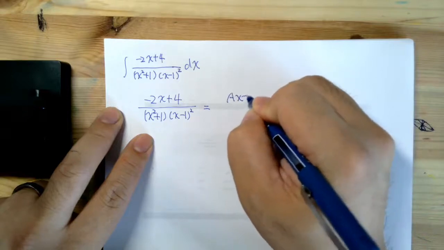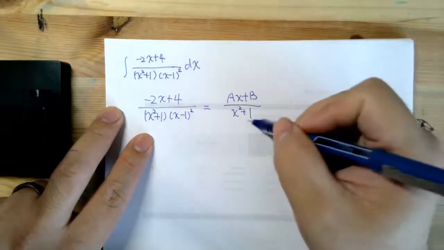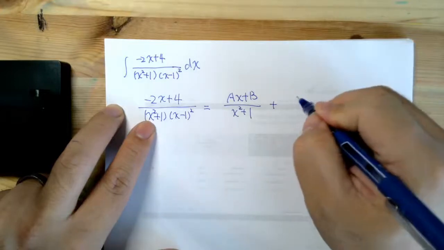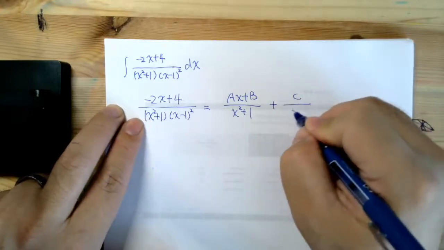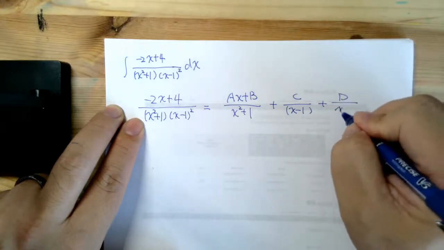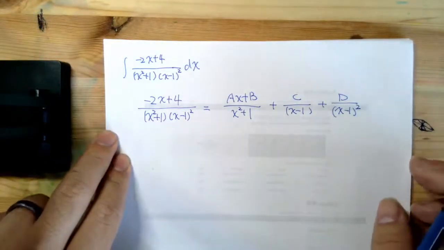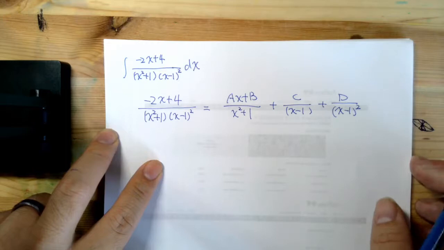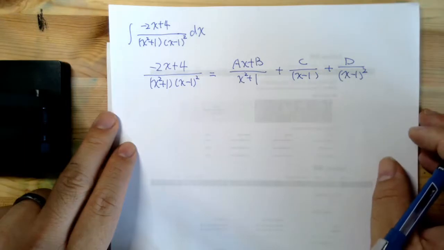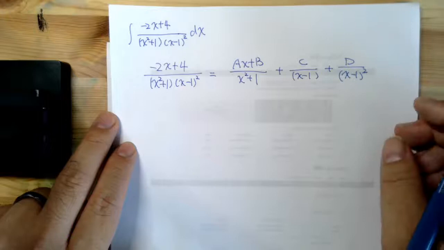ax plus b over x squared plus 1. Okay, this is the format from the first factor, and then plus c over x minus 1 plus d over x minus 1 squared. Okay, so this is how we initialize this problem. And after that, we would like to figure out what a, b, c, and d are. Those are the constants.